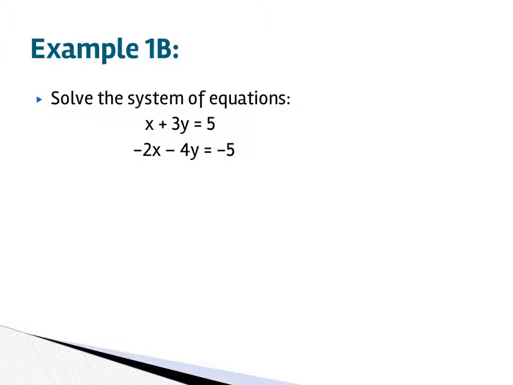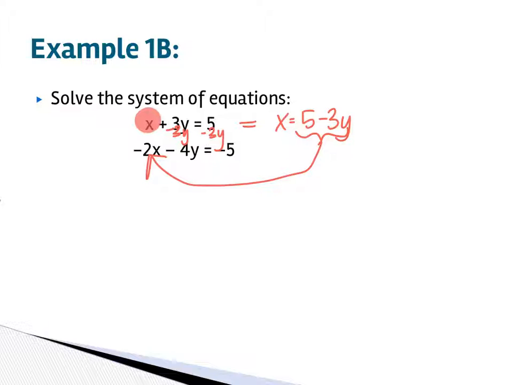Okay, you can pause this on your own here and try to do it yourself, but I'm going to do it with you so that I see that the x has no coefficient there. So I'm going to want to solve for x. I'm going to subtract 3y from both sides, and that gives me x equals 5 minus 3y. I'm now going to take what x equals and plug it in for the x in the other equation. So I'll have negative 2 times, instead of x, we're going to put 5 minus 3y. And then the rest of the equation is just the same as it was.